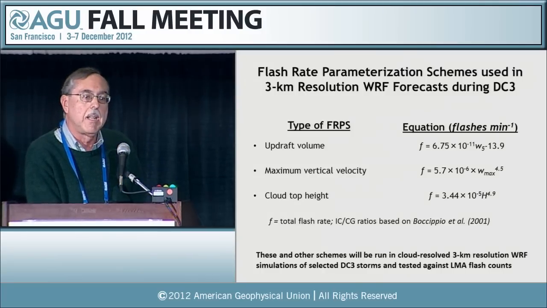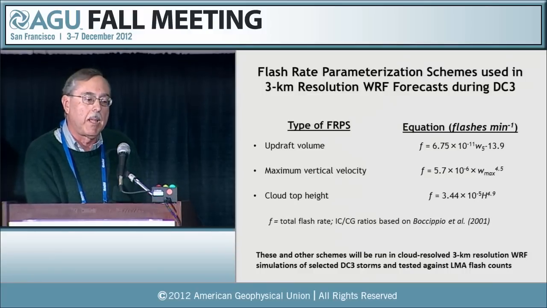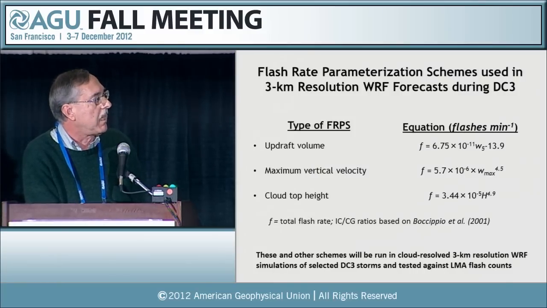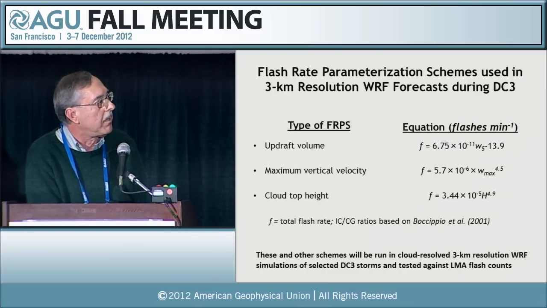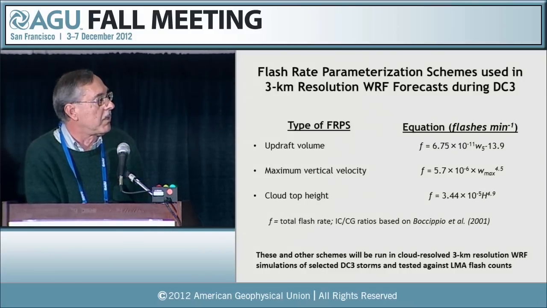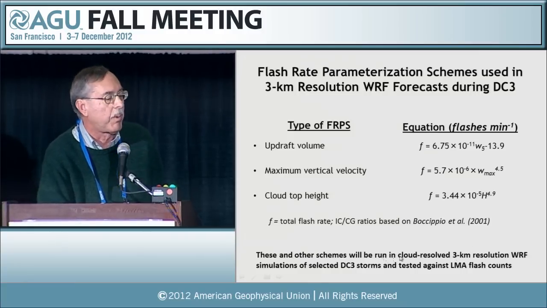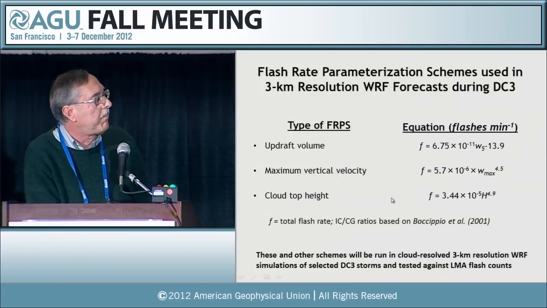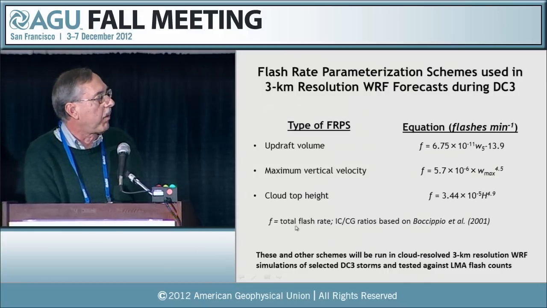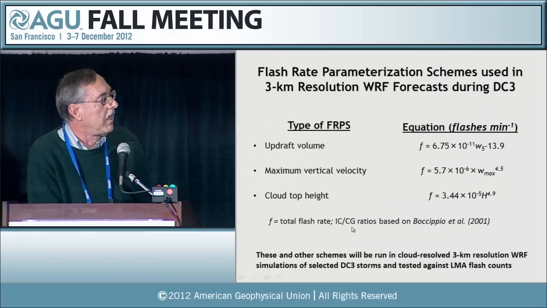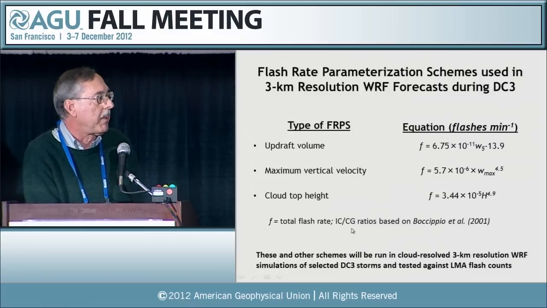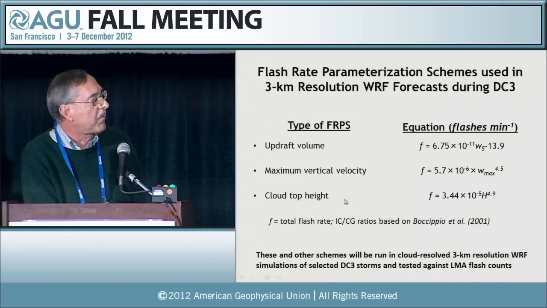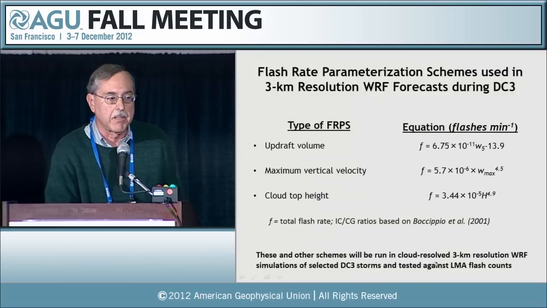And also, a NOx tracer was simulated using WRF in forecast mode during the experiment. And these were the prediction schemes for flash rates that were used in those predictions, and then also will be used in these post-mission cloud-resolved simulations using WRF-Chem. And these predictions of flash rate, this is total flash rate, and we've been adjusting that, dividing it up into intercloud and cloud-to-ground rates based on the Boccippio climatology. But these flash rates will have to be tested against the LMA flash counts that are going to be coming out of that work.